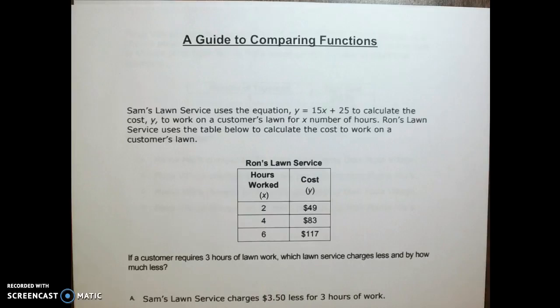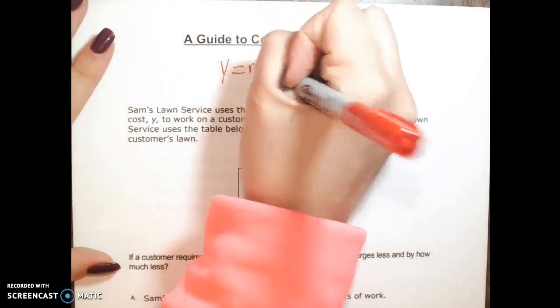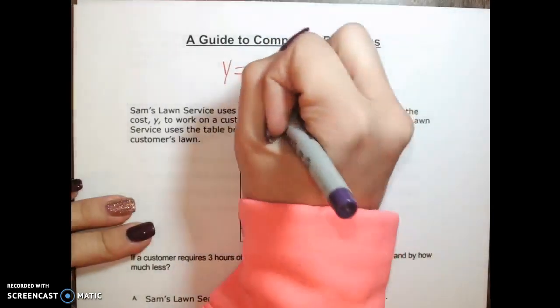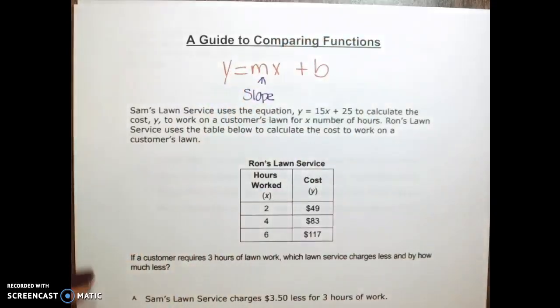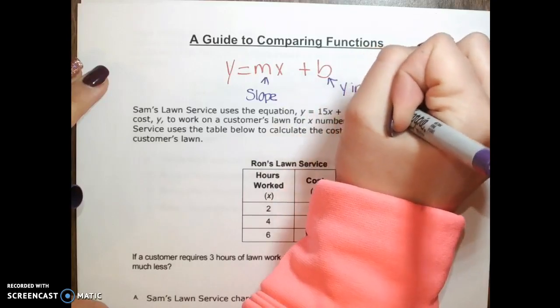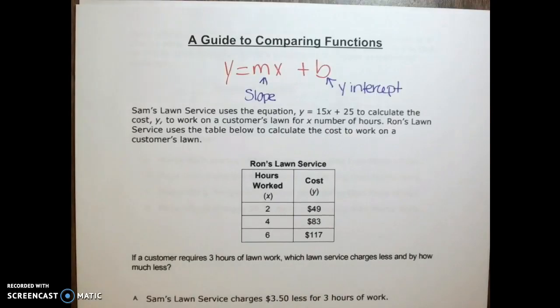We do need to remember our equation is y equals mx plus b, where m is your slope, the number that's going to continue to change or depend on something, or is the dependent, and b is your y-intercept, your initial fee, what's going to be added to the equation.